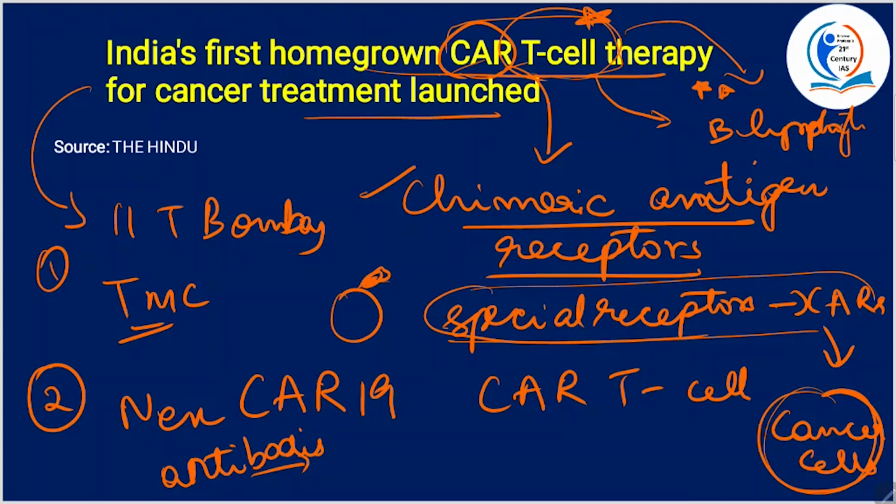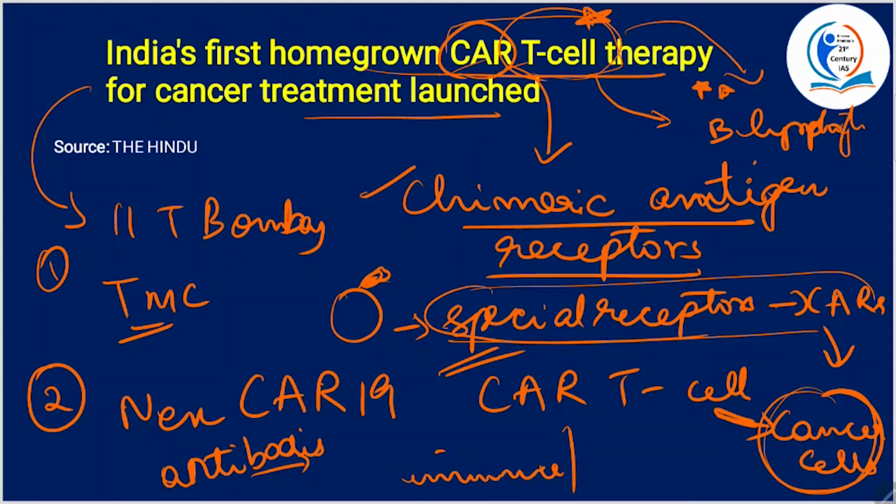Okay, then what is the difference between immunotherapy and this CAR T cell technology? See, immunotherapies boost the overall immune system in general. Okay, but this CAR T cell therapy involves engineering a patient's immune cells to specifically attack cancer cells. So this makes the therapy a type of personalized cell therapy.